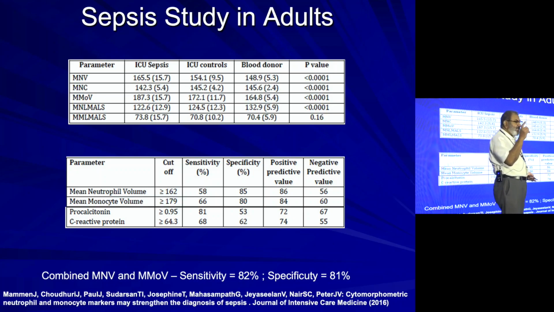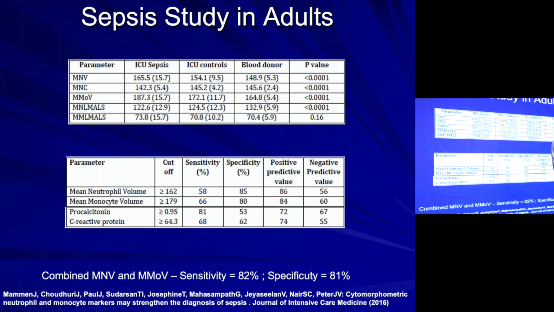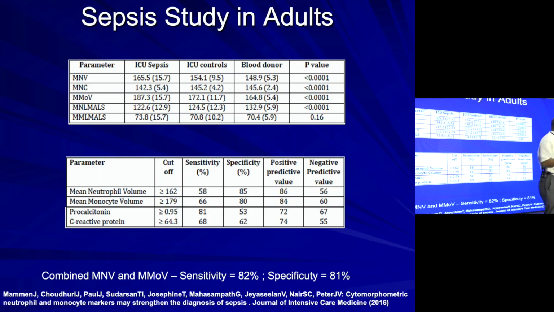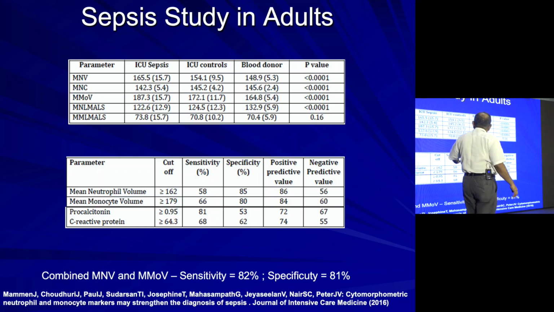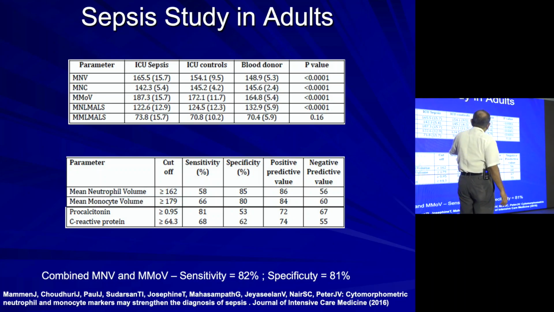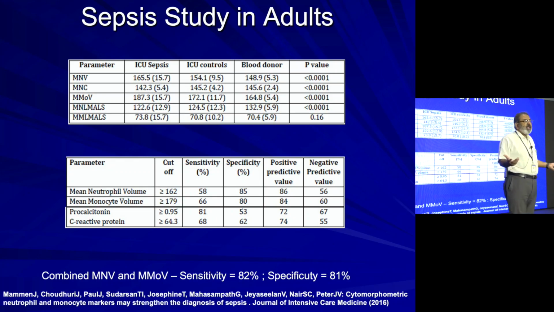This is the second study in the world which identified that monocytes can also contribute to sepsis in the cell counter. So, we had monocyte volume also, which is higher compared to ICU controls and blood donors. When we compared monocyte volume and neutrophil volume, the sensitivity and specificity for sepsis was almost 80%, which is good, better than procalcitonin.